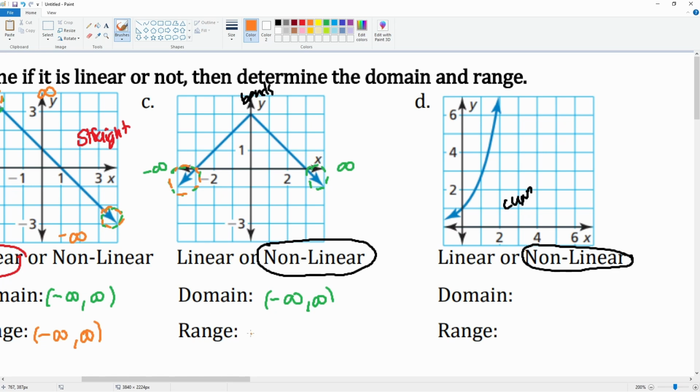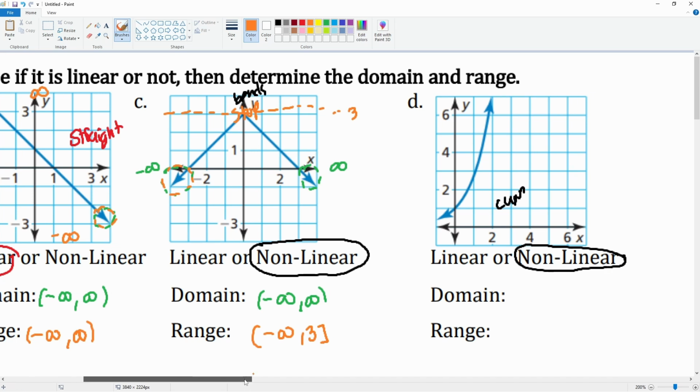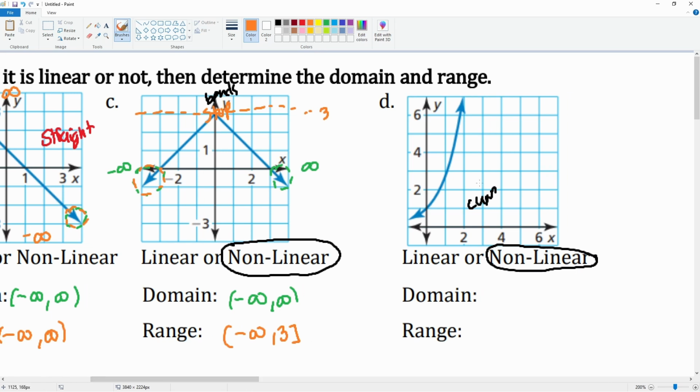It keeps going, so it's negative infinity. Here it actually stops. Do you see how it stops right here? That is at the value of 3. So it goes all the way to the value of 3 and it stops right there. So we put a bracket there. Parentheses are around the negative infinity. Then the letter D, we already know it's non-linear.